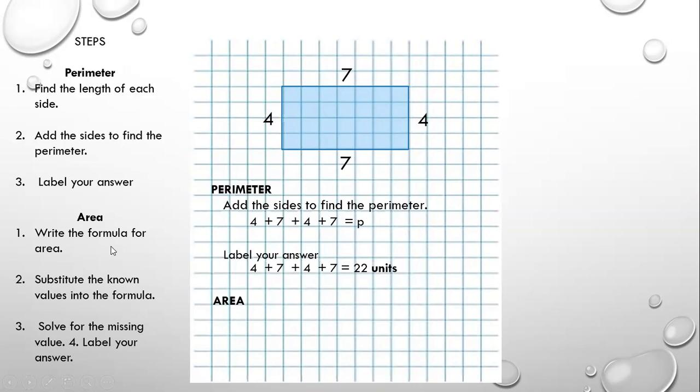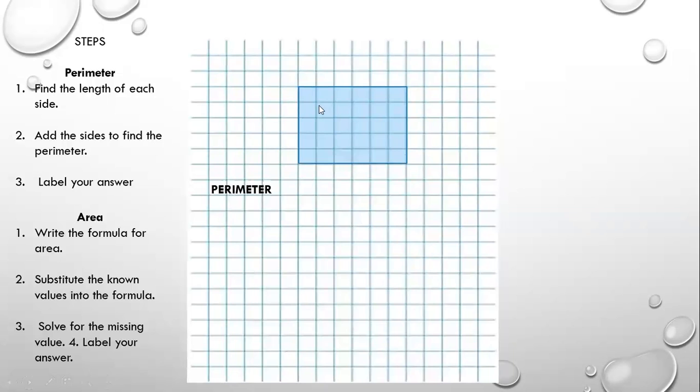So let's find the area for the same shape. The first thing that we want to do is write the formula. And then we're going to substitute our length, which is 7, and then our width, which is equal to 4, because we know that area is equal to length times width. So 28 is equal to 7 times 4. So we know that our area is equal to 28 square units. So for perimeter, it's just units. Area, it's square units.